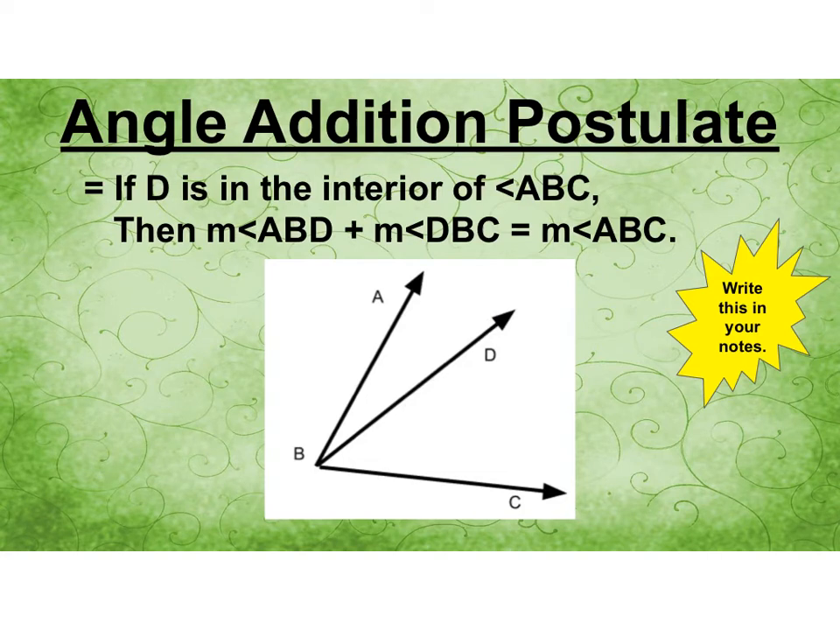The angle addition postulate states, if point D, right there, is in the interior of angle ABC, then the measure of angle ABD plus the measure of angle DBC is going to equal the whole big angle, the measure of angle ABC. This should get written into your notes.